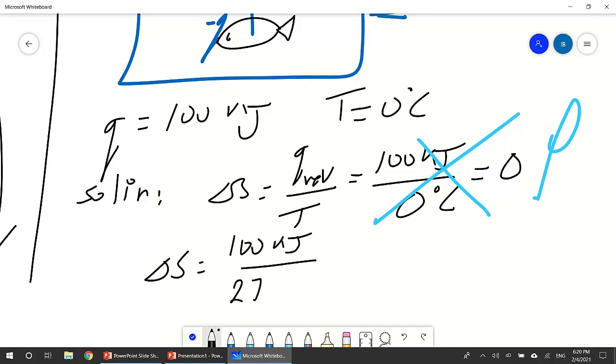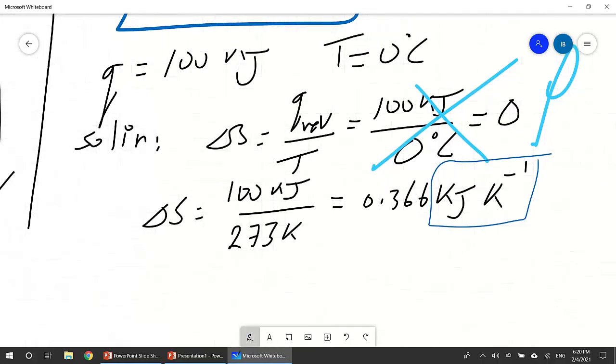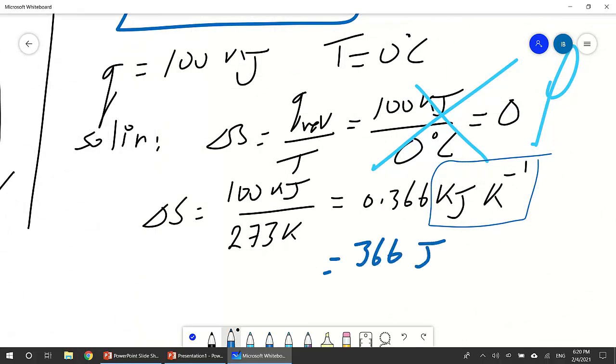That means 273 Kelvin. And if you do the math, you should be able to get a number that is 0.366 kilojoule per Kelvin, which is the unit of entropy. Okay, entropy is measured in units of heat divided by units of temperature, which is actually 366 joule per Kelvin. Usually we write entropies in joule, not kilojoule. This number is a positive number.